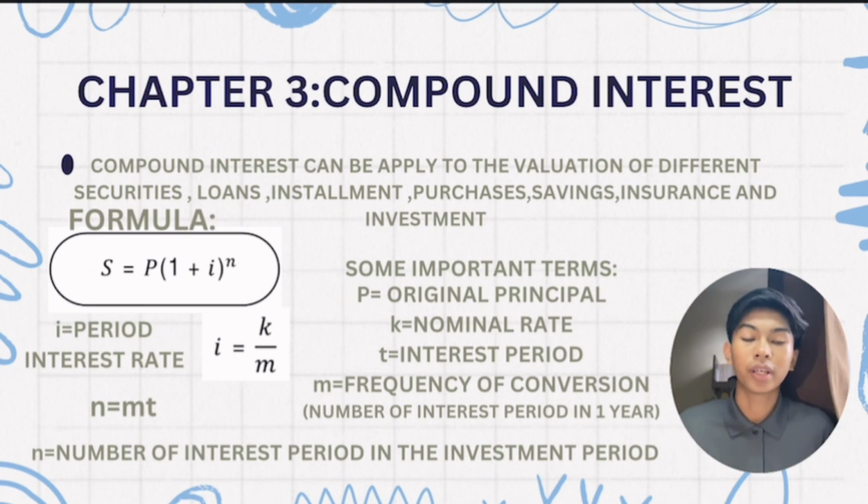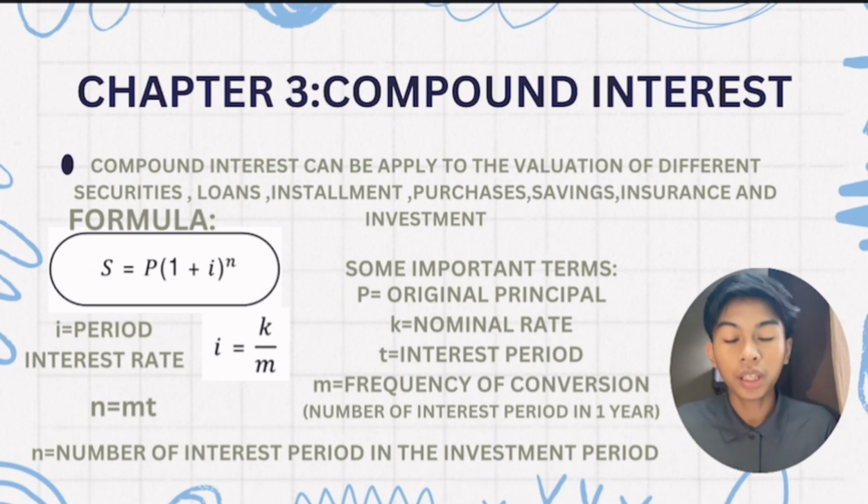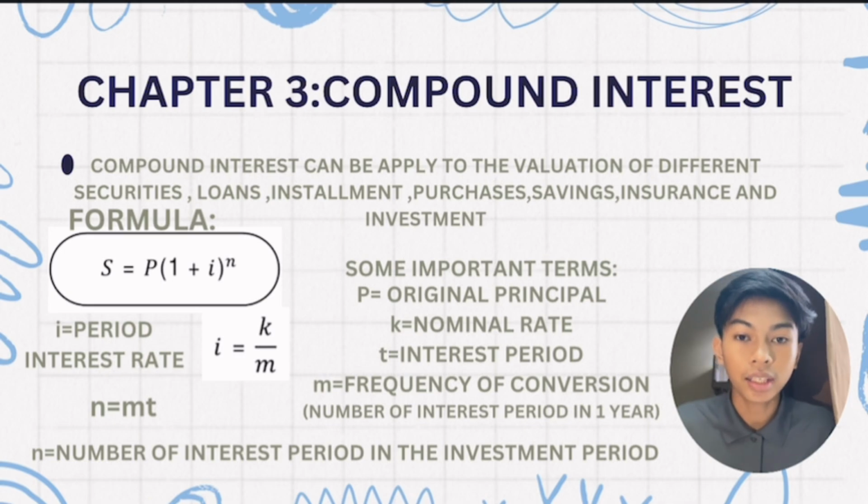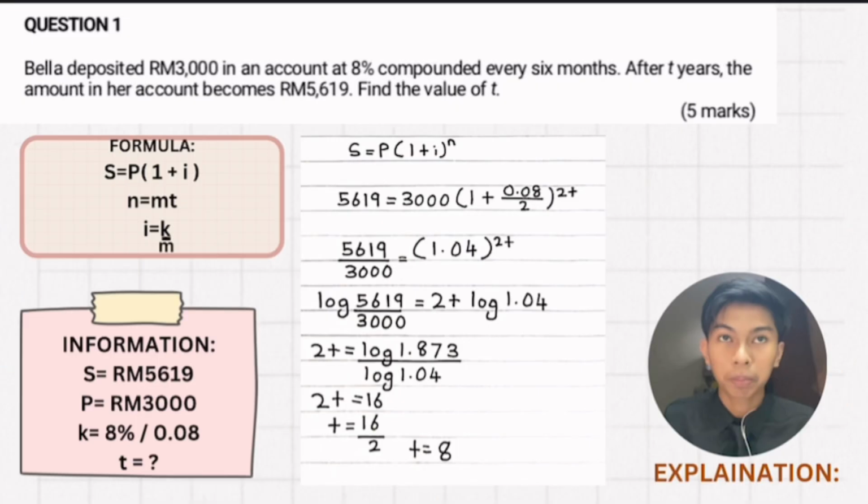Formula for compound interest: S equals P bracket 1 plus I, where I equals K over M, bracket power of N. Number of payments N equals M multiplied by T.